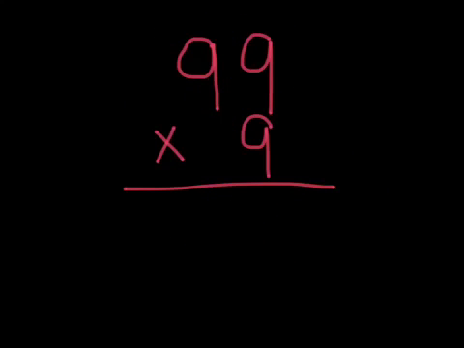Now the traditional algorithm strategy, just like any other strategy that you've been learning in third grade, will work for any multiplication problem. But in third grade, we only go up to 2-digit by 1-digit multiplication. So let's try this one. 99 times 9. 9 groups of 99. See what you get for your answer. Try it out. Pause the video and then double check your work.